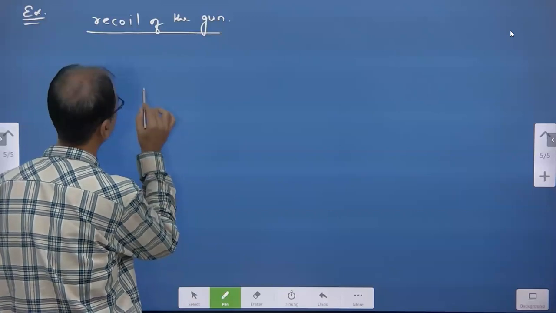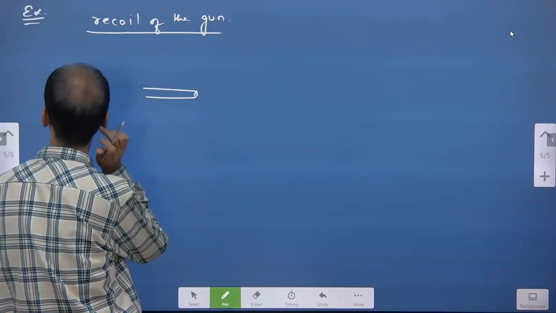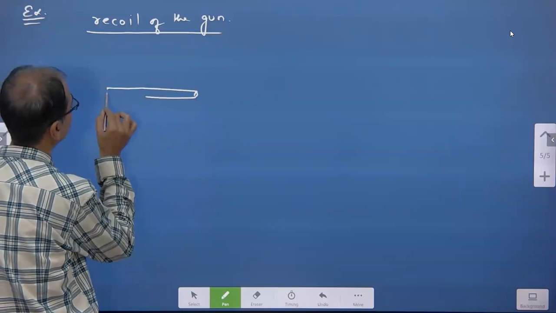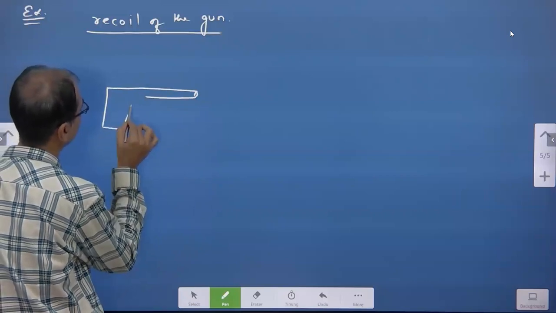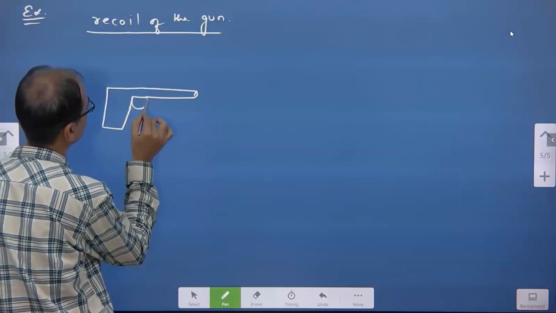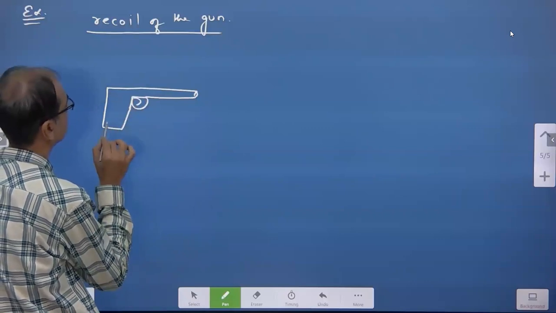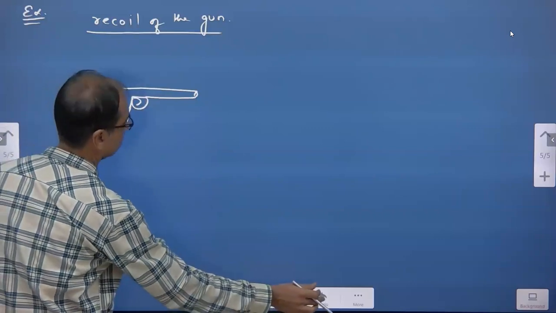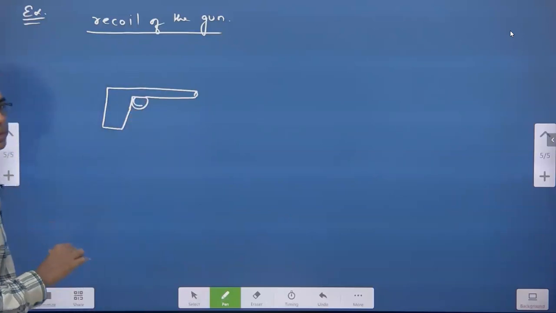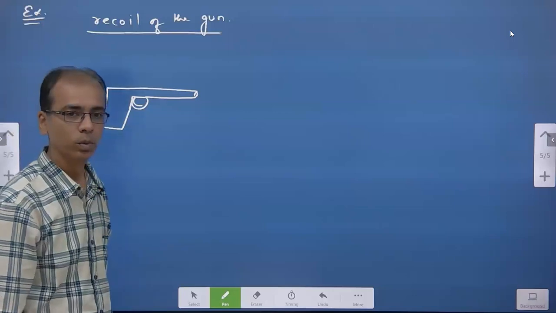If I can frame a question right now, maybe like this. Let's make a pistol over here. If I can make it correctly. Okay, let's try. Something like this will be a pistol. Not like this. It will be like this. The pistol like this.